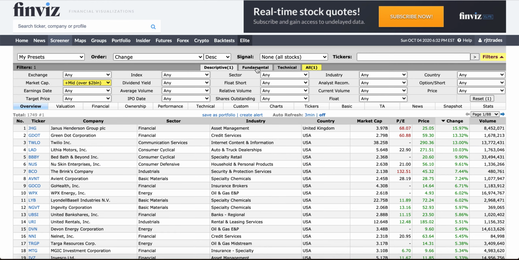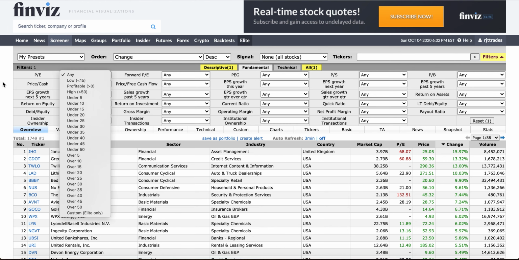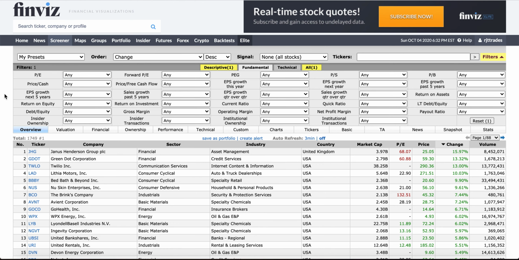You can add a lot of filters with the fundamentals, so let's go to the fundamental tab. So PE is good for maybe a small PE for very established companies like Apple or others. But if you are looking at a growth company, their PE will be really high. So I would not really care much about PE.